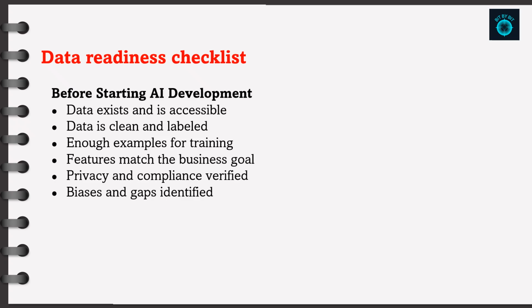Fifth, always verify privacy and compliance. Check if the data includes personal or sensitive information. Ensure your use of data follows legal and ethical guidelines like GDPR or HIPAA. And finally, be aware of biases and gaps in the data. If the data only covers certain customers or time periods, the model might be unfair or inaccurate in production.